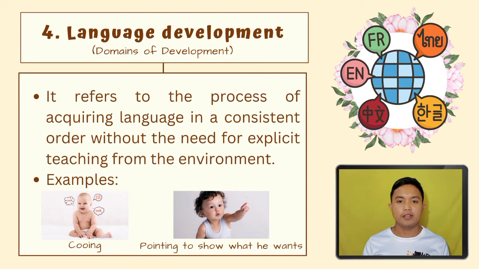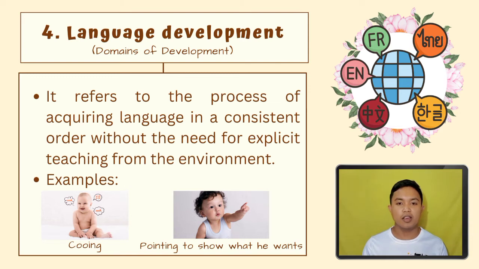The fourth domain is the language development. It refers to the process of acquiring language in a consistent order without the need for explicit teaching from the environment. Examples of language development are a baby cooing or a baby pointing to show what he wants. Language development is dependent on the other developmental domains. Infants understand words before they can say them. In other words, comprehension precedes production of language.